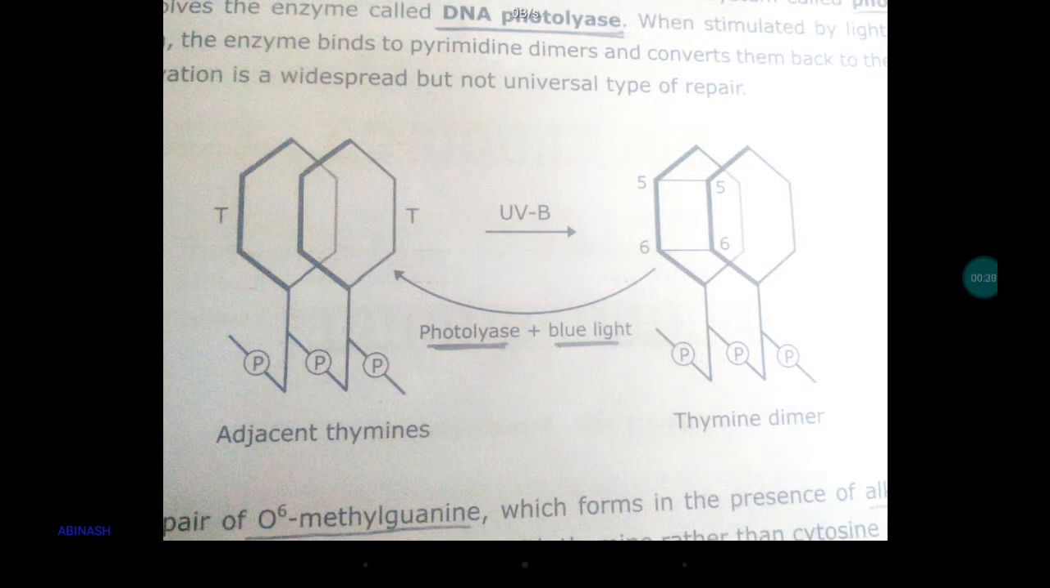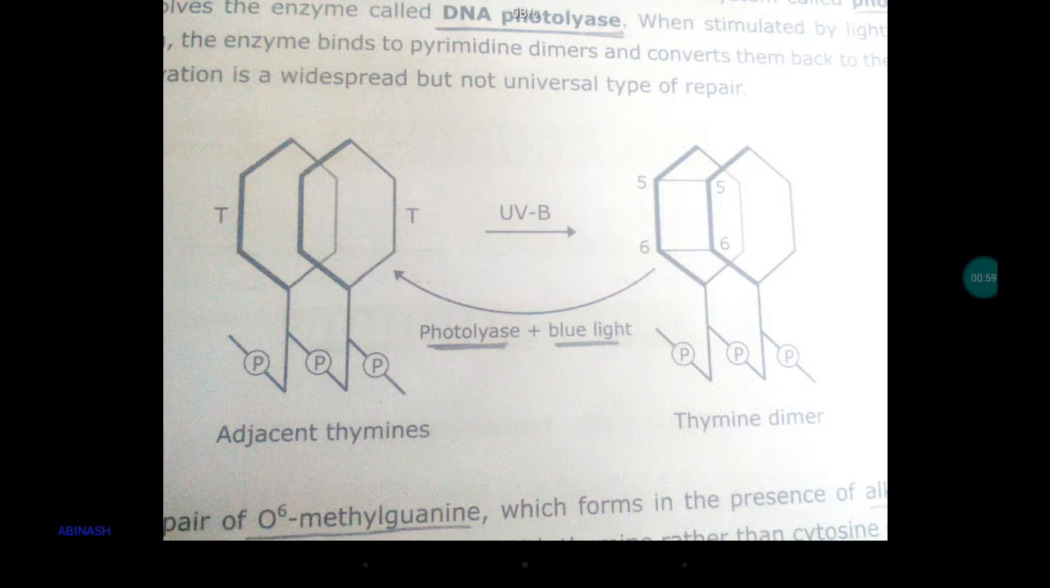When pyrimidine dimers form, like thymines in the presence of UV light, they get dimerized in the region of the 5,6 carbon atoms to become a thymine dimer. To become normal thymine again, it needs the enzyme photolyase and blue light. The blue light is of wavelength 300 to 500 nanometers.